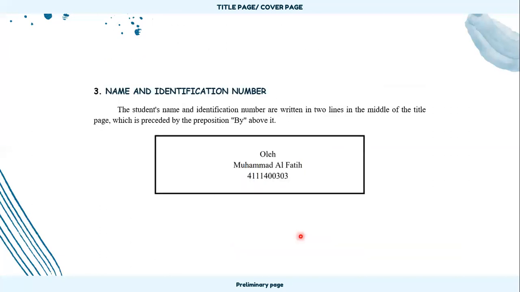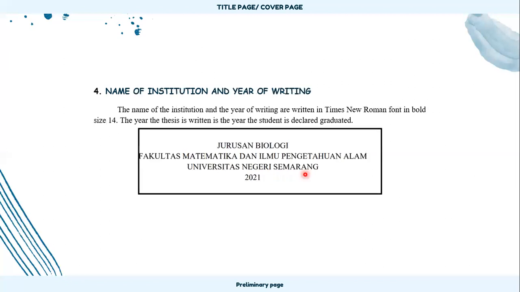For the next is about name and identification number. The student's name and identification number are written in 2 lines in the middle of the title page, which is preceded by the preposition by above it. You can look at the example here. If you use the Indonesian language, you can give oleh here with uppercase in the initial word.